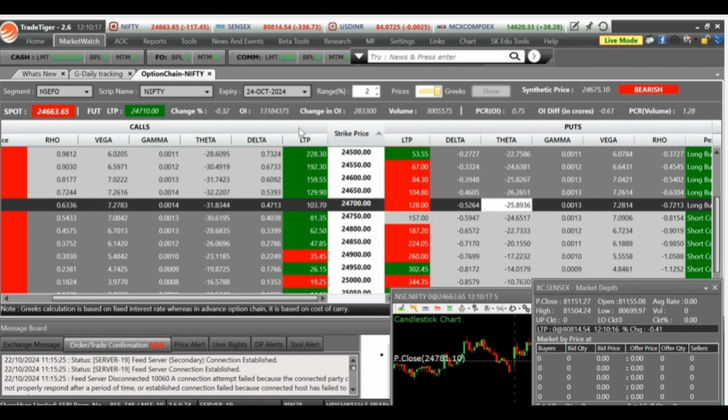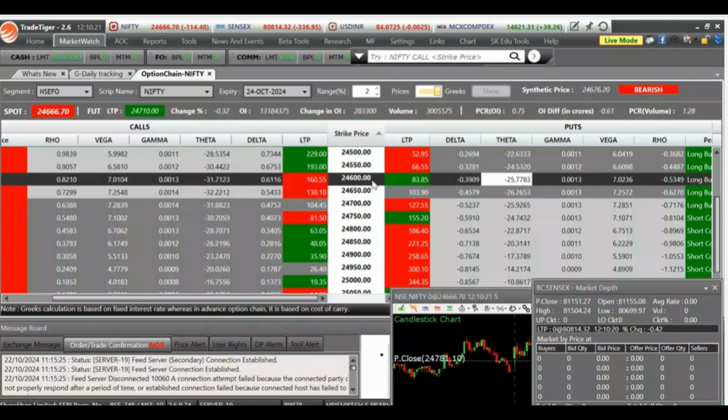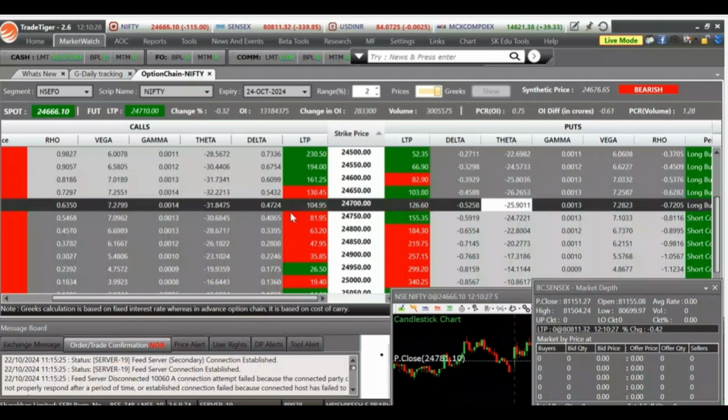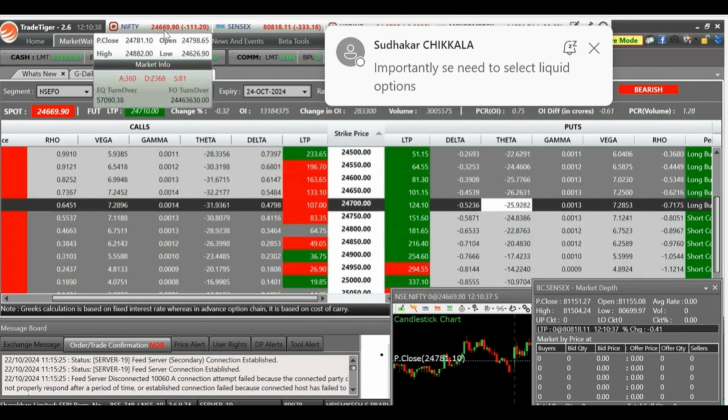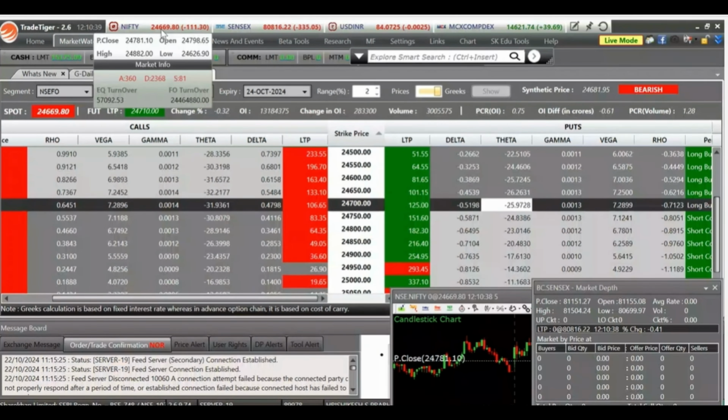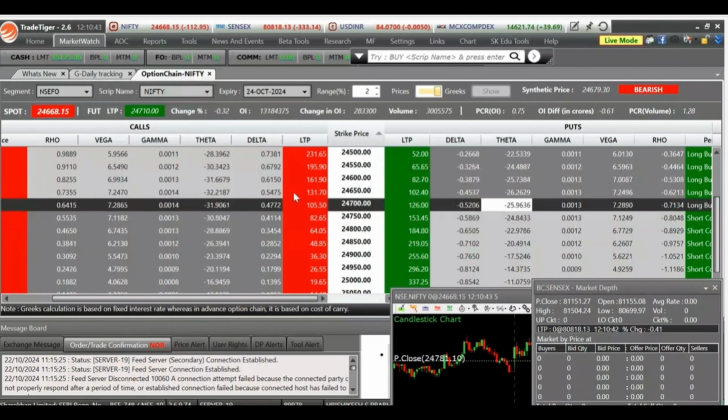Example, as I said, we have taken a hypothetical view, we have not taken a trade, okay? We have taken a hypothetical view, 24,700 का call buy करेंगे, okay? You can see the delta here is around 0.5, 0.47 के आसपास है, okay? So we have decided कि 24,700 का call buy करेंगे और उसका stop loss रहेगा Nifty का around 24,600. So 24,600 is around 70 points lower than the current market price, correct?